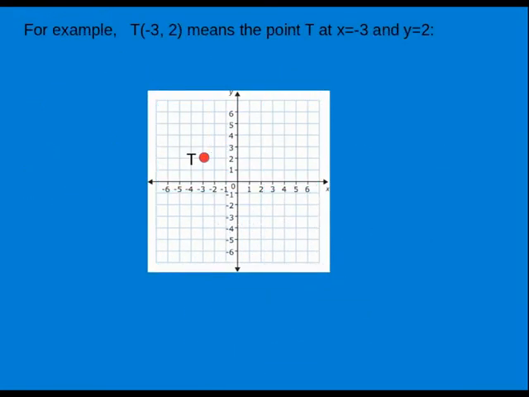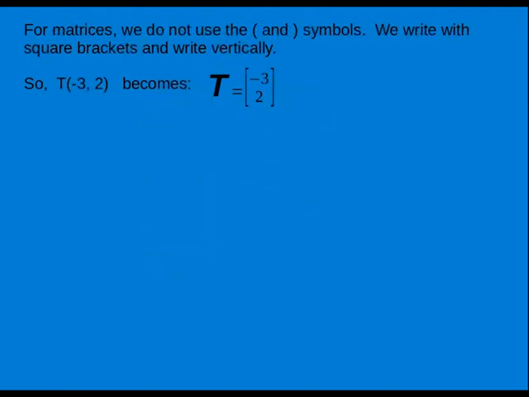For example, we can have the point T at (-3, 2), which means the point T at x equals -3 and y equals 2, as shown by the red dot on this coordinate plane and labeled T. For matrices, we don't use the parentheses symbols. Instead, we usually write them with square brackets, and they're written vertically as opposed to left and right like the coordinate pair. So T of (-3, 2) would become, in square brackets, -3 over 2, with the x value over the y value.